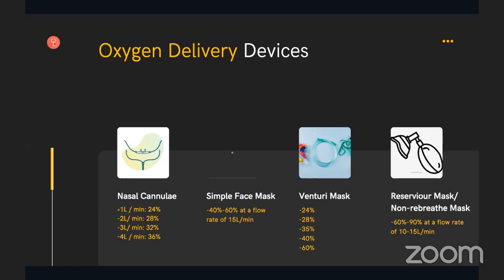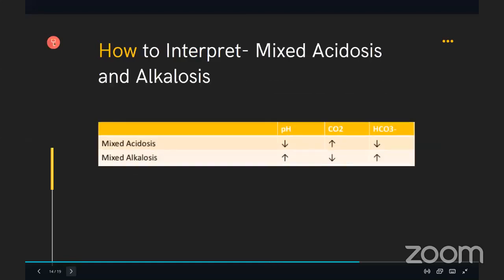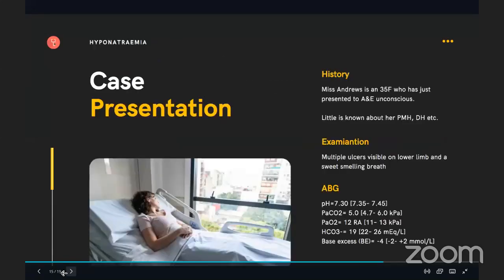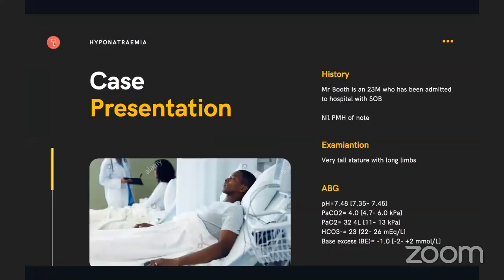Thanks, Anna. I think that was a really good explanation, actually. There's another question with regards to the last case. A lot of people actually got that it was Marfan's, which was really good. Someone is just asking why Marfan's would result in that.